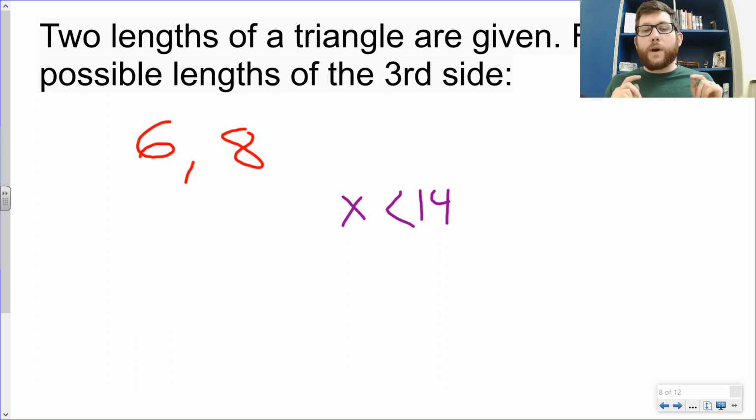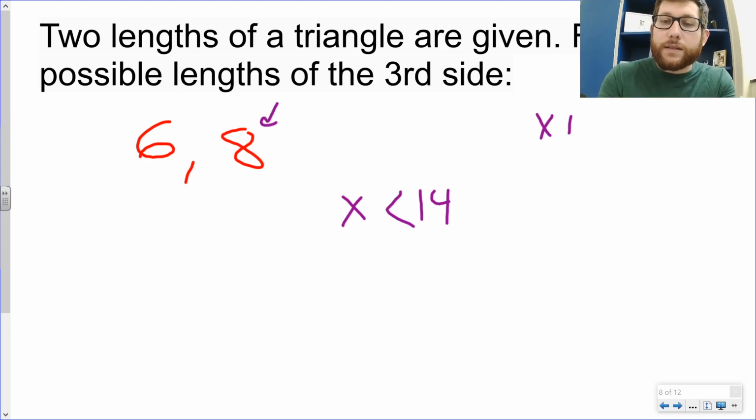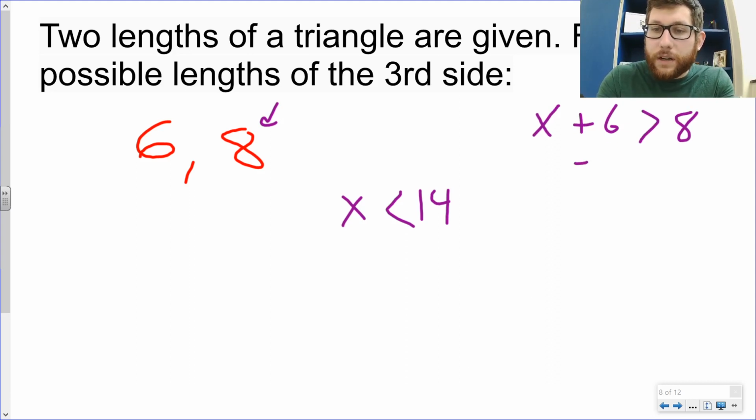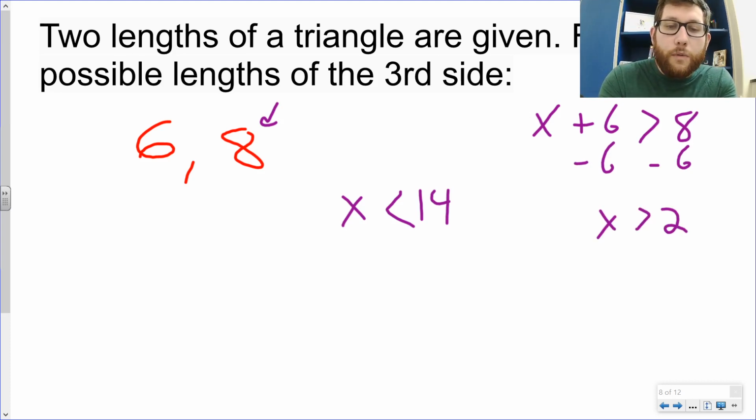Now let's think about, what if that x side is my smallest side? That would make 8 my biggest side. So I could think of it like this. X plus 6 has to be greater than 8. And so notice, I'm going to subtract 6 on both sides, and I get x has to be bigger than 2. But this actually works out really, really well.